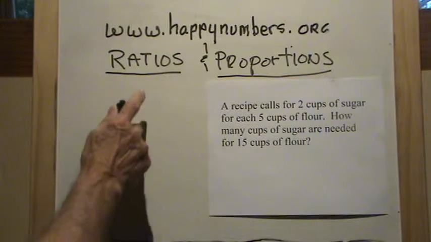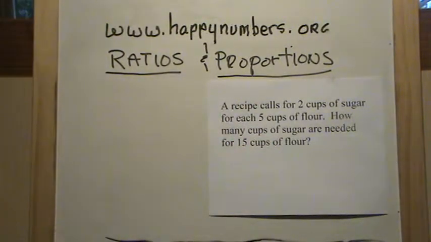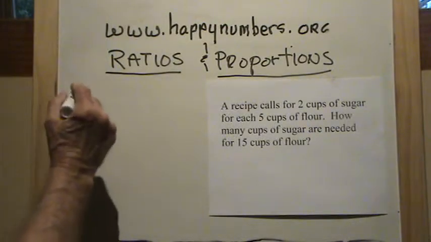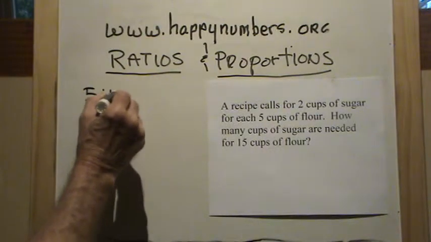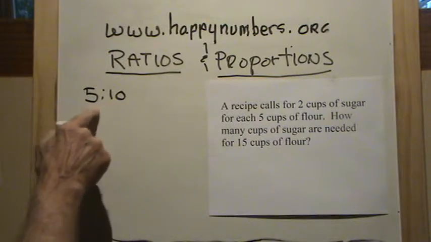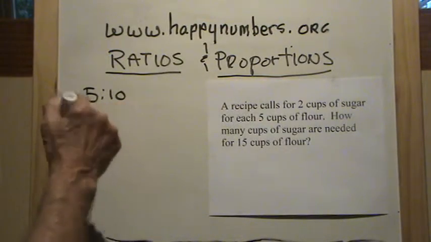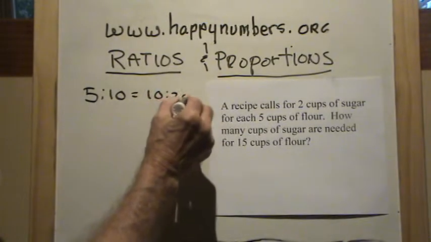www.happynumbers.org. Ratios and proportions, and we're going to be dealing with some real-world problems here. But let's just review very quickly. A ratio compares two numbers. 5 is to 10. A proportion compares two equal ratios. 5 is to 10 as 10 is to 20.